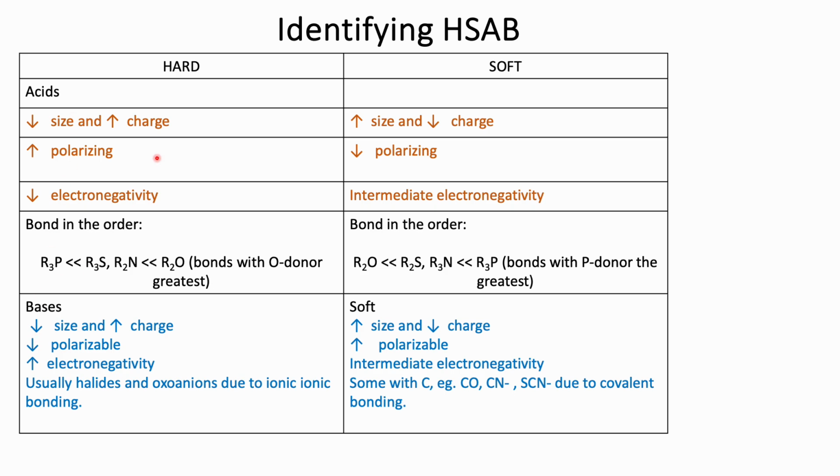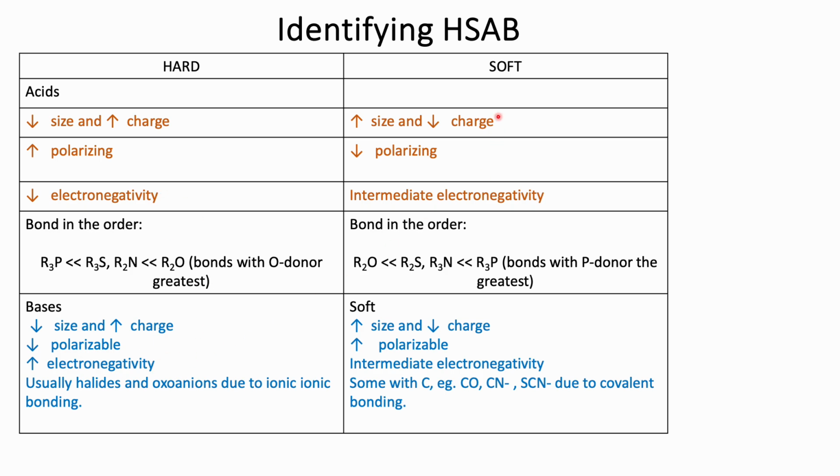In terms of size naman, all hard bases would have small size but high charge. Usually, these are your halides and oxyions due to the ionic bonding. In terms of bond order, your R2O would have the greatest ionic bond right here because oxygen is the most electronegative. That is how you compare bond order. Bonds with an oxygen donor would be the greatest because of the large change in electronegativity forming your ionic compound.